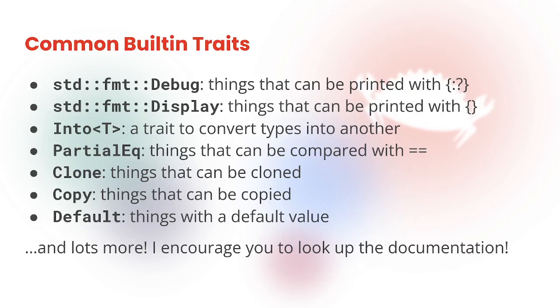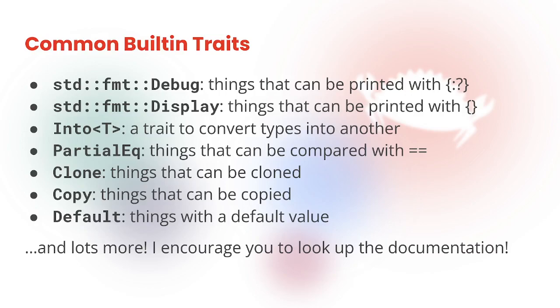So integers implement Display because there's one proper way to print out an integer, right? Characters implement Display because there's one proper way to print out a character. Tuples do not implement Display because how do you print out a tuple? And then Into as well as From, we covered that before, it's conversion.